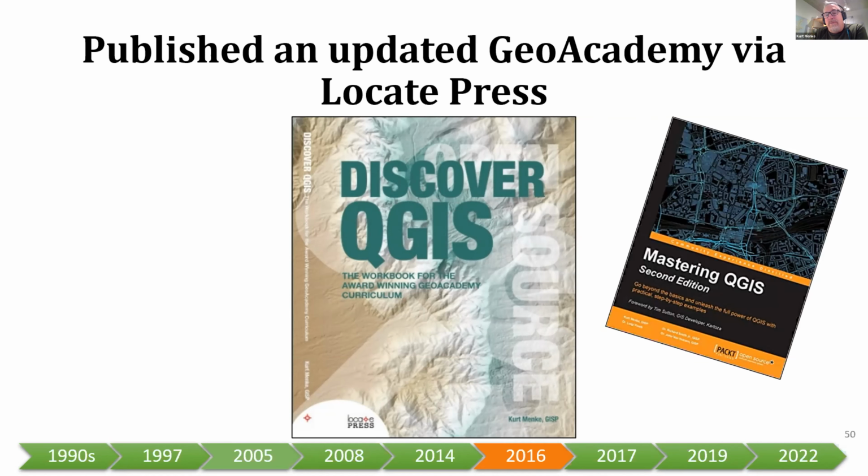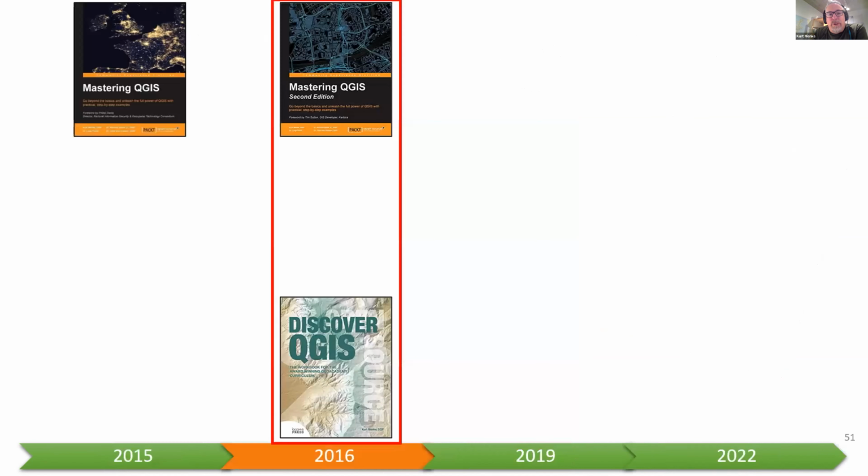The Mastering QGIS second edition came out a little before my Discover QGIS that year. I had 2 books that year, and things were really starting to roll on that front, having 3 books out. And this is what I noticed with writing these books: it just gave me street cred and got my name out there beyond what I ever imagined.